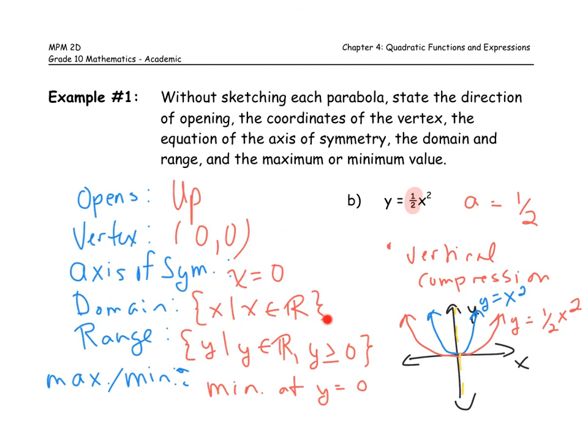My domain is going to be, this red graph here is going to go wider and wider into the positive and negative x direction, and so all of the real numbers are included there. But I can see that my range is limited. There's a restriction on my range in that I can't have y values that are less than 0, so my y values have to be greater than or equal to 0. That gives me a minimum at y equals 0. So hopefully you did okay with that.